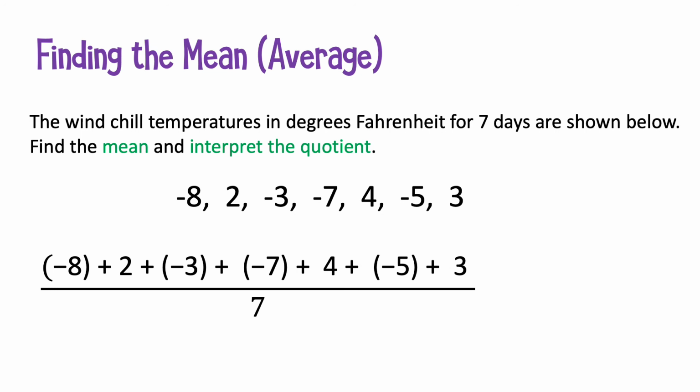If we add together the negative numbers, we get negative 23 plus the positive numbers plus 9. Negative 23 plus 9 is negative 14. Then we interpret the quotient with division. Negative 14 divided by 7 equals negative 2. A negative divided by a positive is a negative.